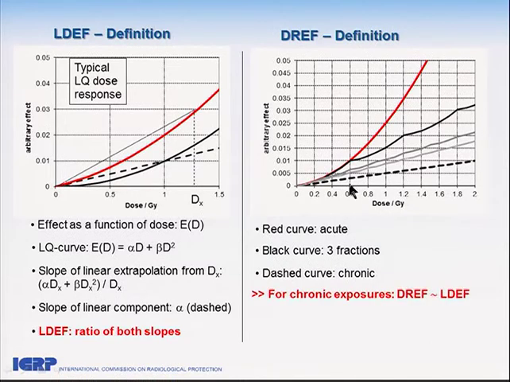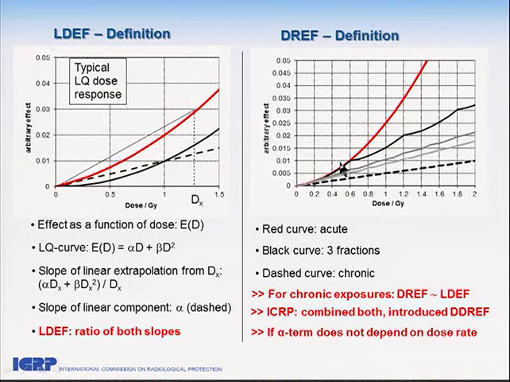So in principle, theoretically, the DREF is very close to the LDEF. And this is one of the reasons why ICRP has decided earlier to combine those two factors and introduce the DDREF, dose and dose rate effectiveness factor. But this holds, of course, and we already heard also about this by Julian, if the alpha term does not depend on dose rate.